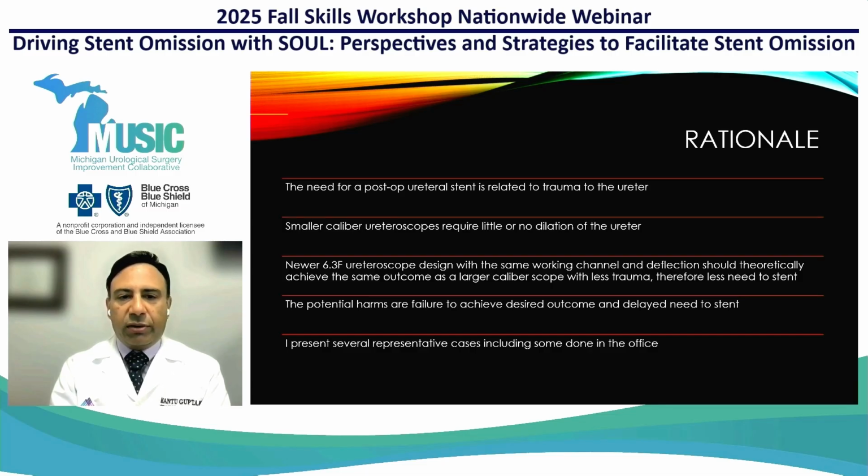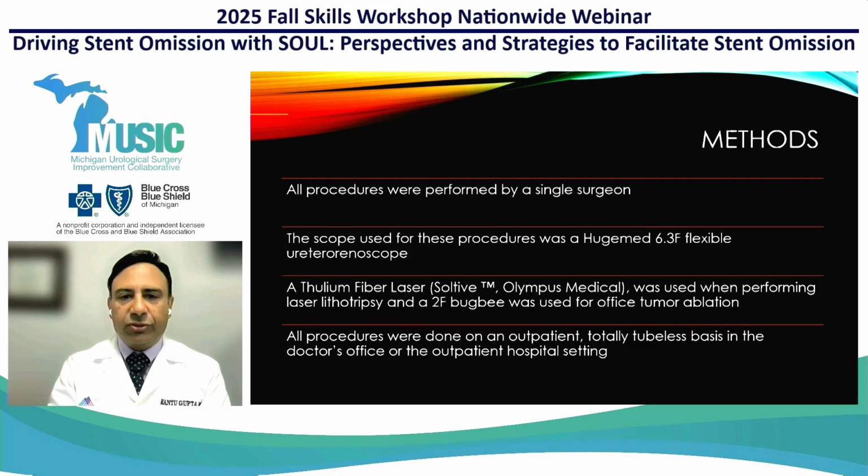So I'm going to present to you a few cases that we did. First one was in the office, and the others in the ambulatory surgery suite that we have using the 6.3 French scope. In all these cases, we were able to do them stentless. All these were performed by myself using a UGEMED 6.3 French flexible ureteroscope. A thulium fiber laser was used when performing laser procedure, and 2 French BugBee for the office tumor ablation, as you'll see. And all procedures are done outpatient, totally tubeless basis, as mentioned.